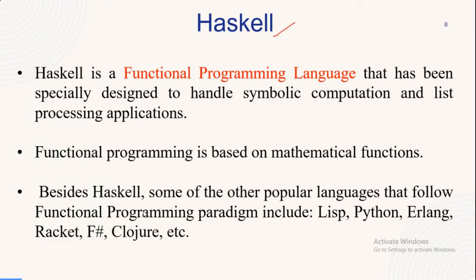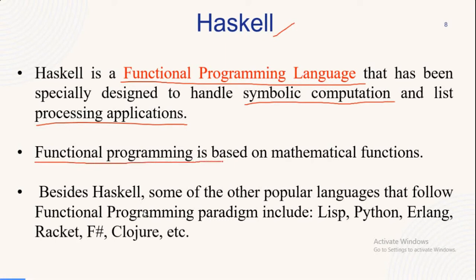Now, what is the Haskell language? As I showed you at the start, it comes from a mathematical background. That's why Haskell is a functional programming language that has been specially designed to handle symbolic computation and list processing applications. Okay, for symbolic types of inputs or some list processing application purposes, we use the Haskell language, and Haskell is a functional programming language. Why, that I will discuss later. A functional programming language is based on mathematical functions. That's why Haskell is a functional programming language, a mathematical function based language.